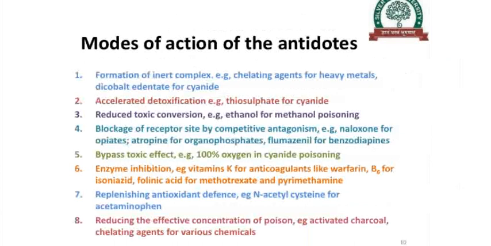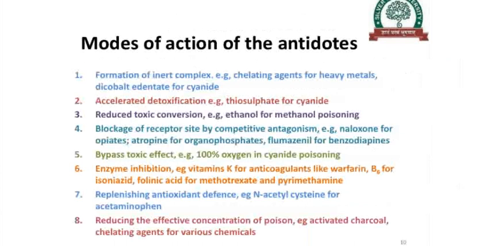So these are the examples for blocking receptors: naloxone in case of opiate poisoning, atropine in case of organophosphate poisoning, flumazenil in case of benzodiazepine poisoning. We know that opiates, codeine, morphine, drugs and substances of abuse may contain opiate, and otherwise in some places people consume opiate for various reasons. So naloxone is used as an antidote for opiate poisoning.